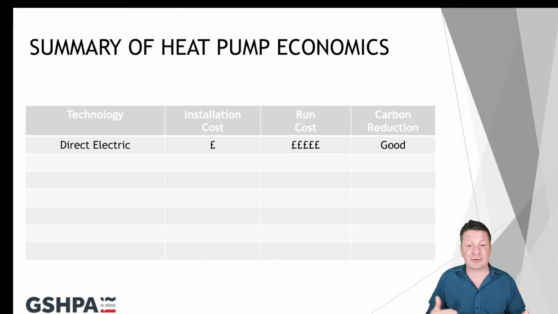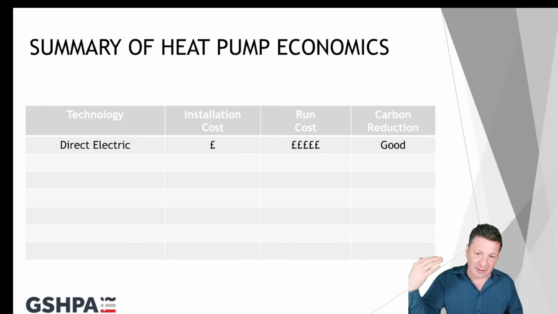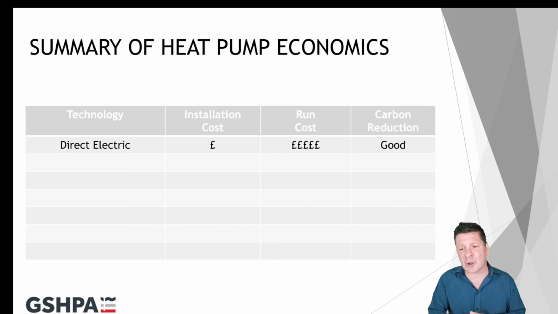Bad news is, of course, that the run costs are very high. For every kilowatt of electricity you are buying, you're getting very, very close to 1 kilowatt. You certainly won't be able to get any more than 1 kilowatt delivered into the property as heat. And I would characterise the carbon reduction there as good. You know, it is better to do direct electric now with the carbon content of grid electricity than it is to burn gas. Let's compare that now with air source.